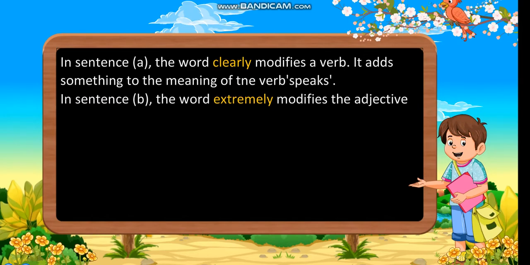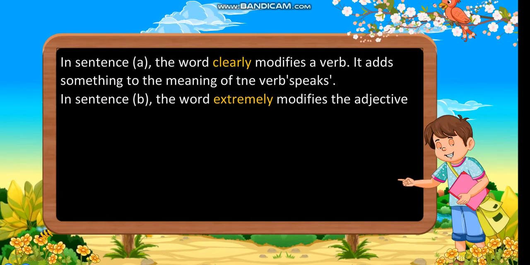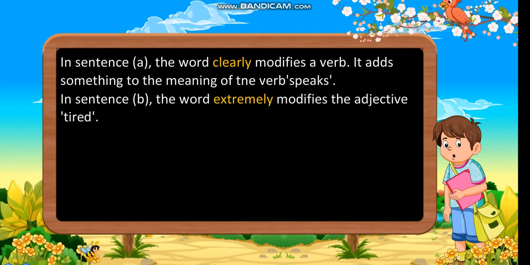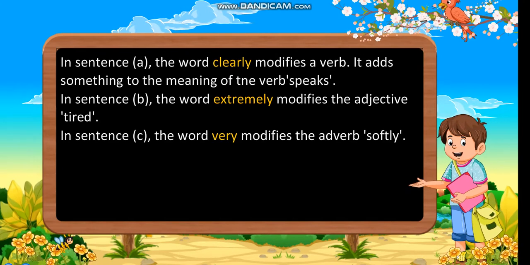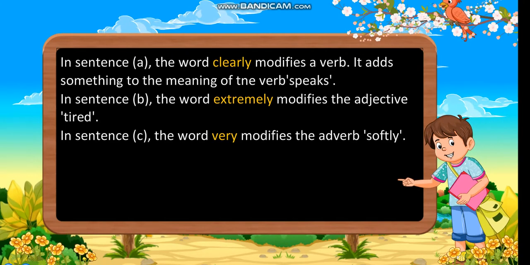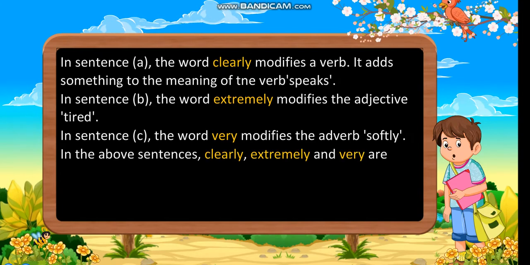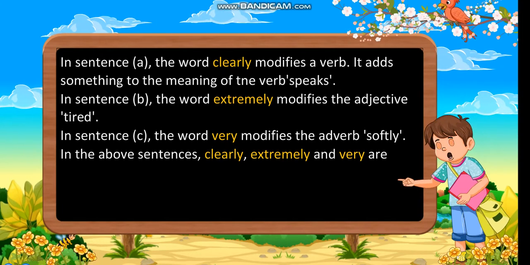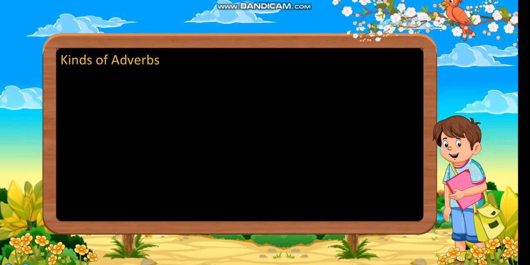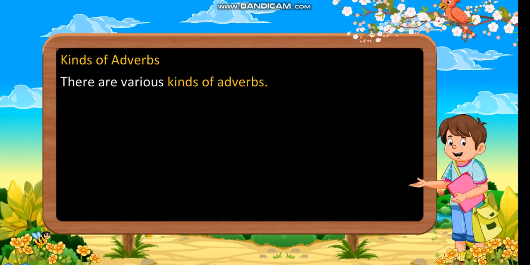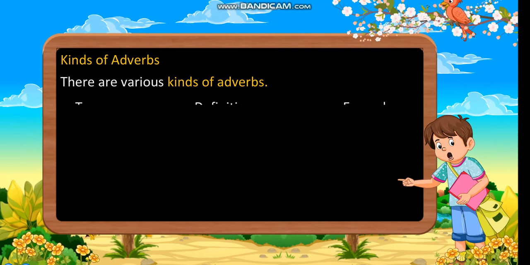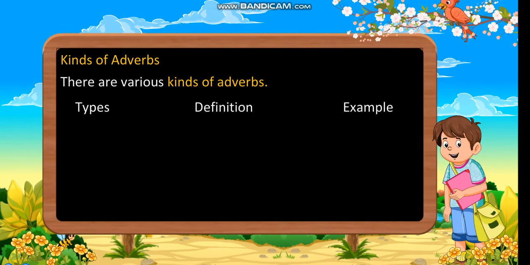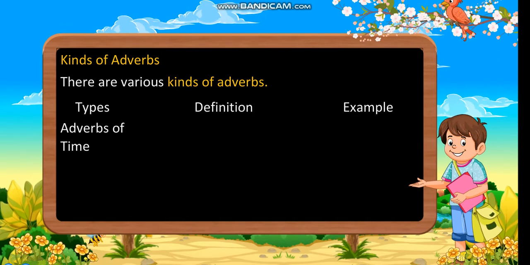In sentence B, the word extremely modifies the adjective tired. In sentence C, the word very modifies the adverb softly. In the above sentences, clearly, extremely, and very are adverbs. Kinds of adverbs. There are various kinds of adverbs. Types, definition, example.